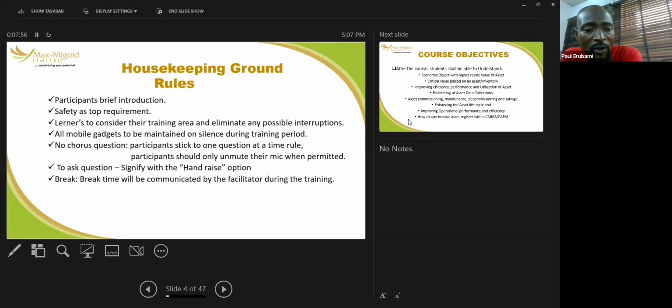Break time will be communicated by the facilitator, which is me, during the training. We're going to have a 5-minute break. We run through the first 1 hour, then after the first hour we have a 5-minute break, then we run through another 1 hour. We're starting at 5 and we're expected to complete everything by 7 o'clock, excluding the assessment.